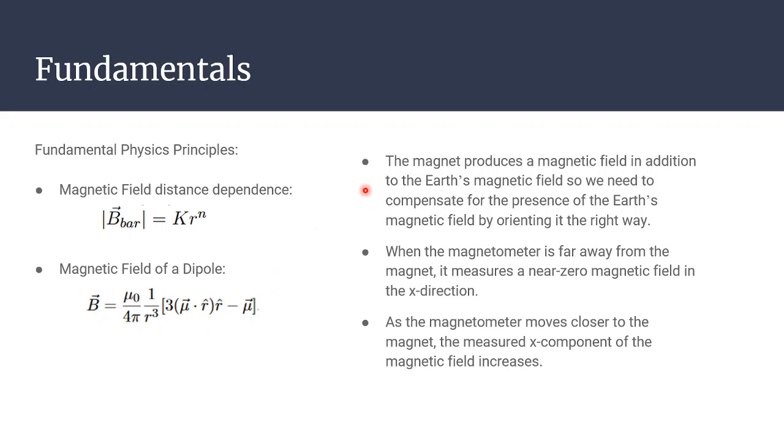And we noticed that the magnet produces a magnetic field in addition to Earth's magnetic field, so we need to compensate for the presence of Earth's magnetic field by orienting it the right way. We also observed that when the magnetometer is far away from the magnet, it measures near zero magnetic field in the x direction, and as we move the magnetometer closer to the magnet, the measured x component of the magnetic field increases.